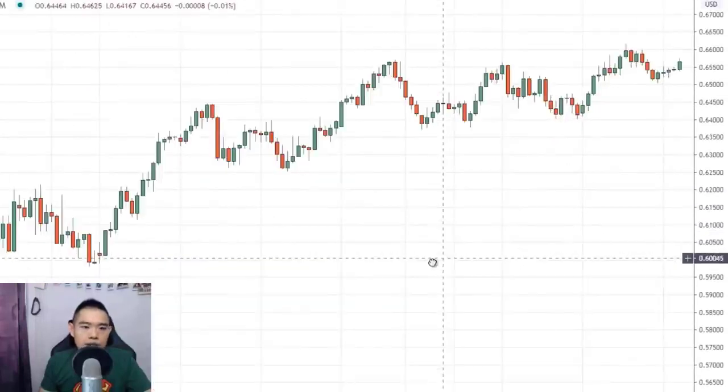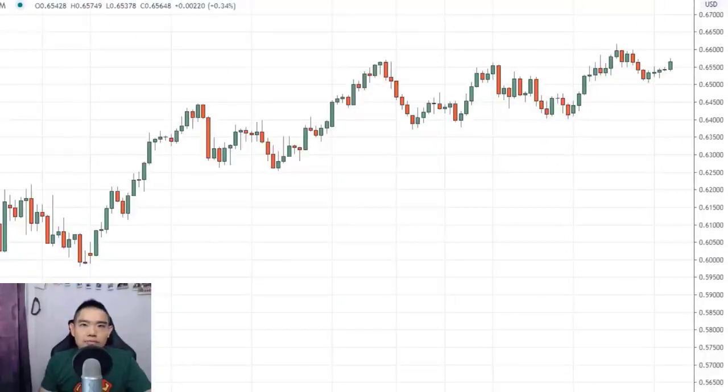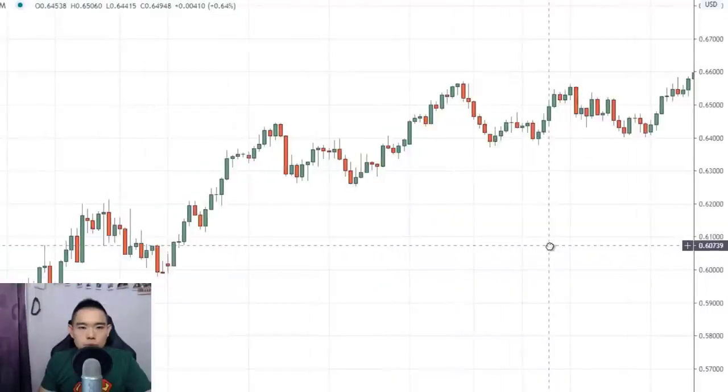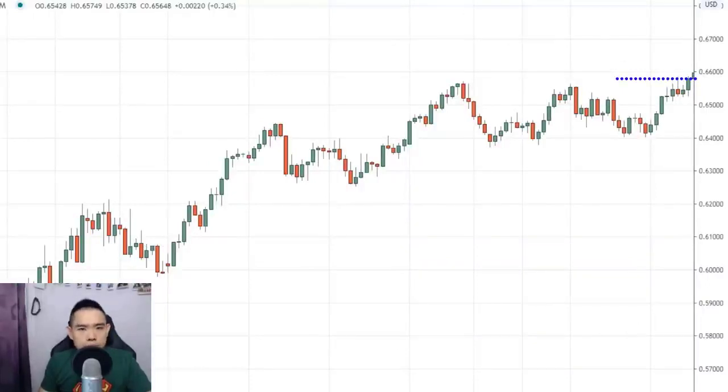Another example. Let's say, how about the Aussie against the dollar, the 8-hour time frame. So at this point, you can see that you have a series of higher highs and higher lows. So let's say you bought the breakout of these highs. Now let me ask you, at which price point on the chart would you know that your breakout has failed?